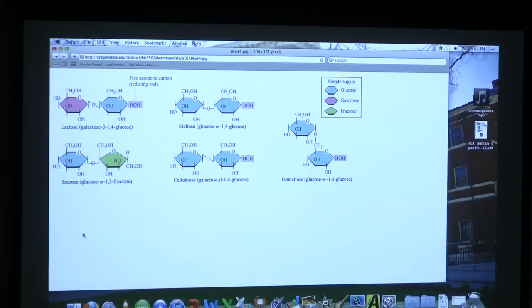Other common disaccharides that we see are maltose. Maltose arises from the breakdown of larger carbohydrates. Amylose, for example, gets broken down into two-unit pieces called maltose. And if we do a similar thing with cellulose, we create something called cellobiose. And I'll say something about cellulose in just a little bit. So those are some common disaccharides.